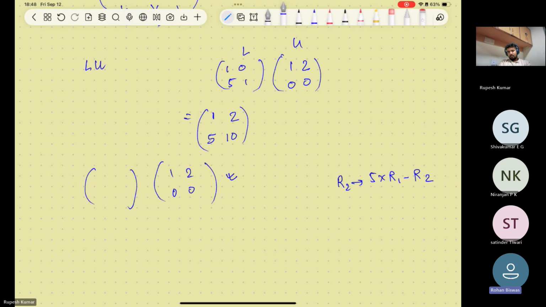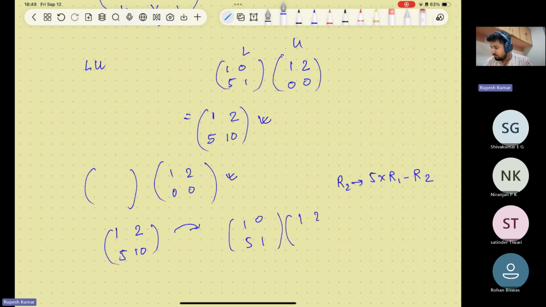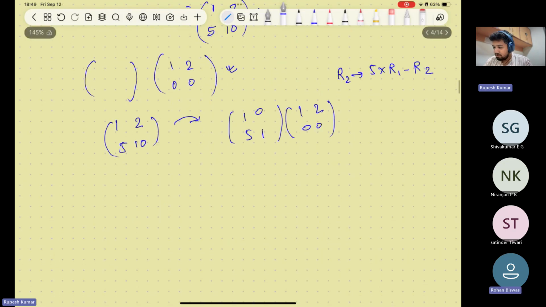Okay. So actually, what I was asking is, suppose the given matrix U has a diagonal entry as 0. Theoretically, it can have a diagonal entry as 0. In that case, I won't be able to use the U inverse approach. But in that case, you need A, right? So what is the A here? A is 1 2 5 10, and you want to go from here to 1 0 5 1 into 1 2 0 0. You are asking, can we reconstruct this L from here?